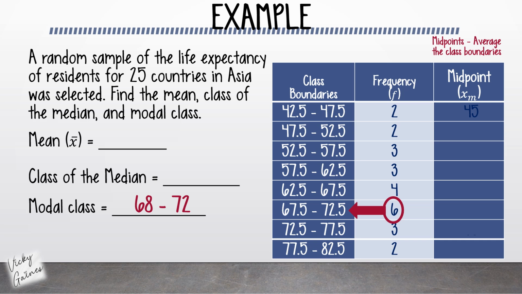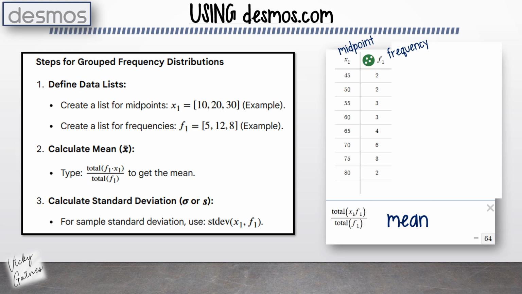So if you're jumping from lower class boundary to lower class boundary and going 5, you're going to jump that same amount to go from midpoint to midpoint. So just keep adding 5 and you should get all the midpoints. Now let's calculate the mean and get the class of the median.